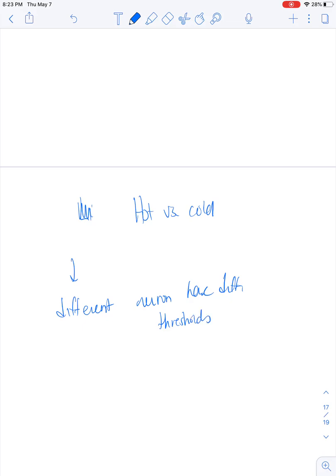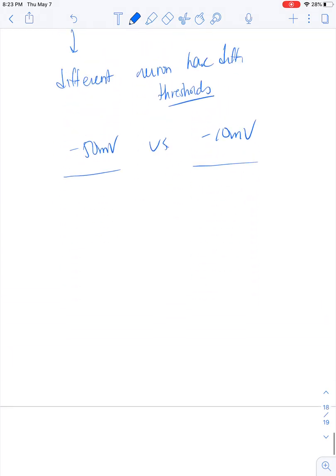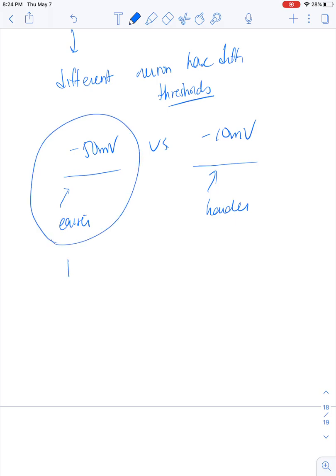How do you perceive hot versus cold? Different neurons have different thresholds. If you have a threshold at -50 millivolts versus a threshold at -10 millivolts, where would it be harder to feel something? It's easier to get to -50 and harder to get to -10. Light touch is like that: it's easy to feel light touch, but you need more pressure to feel pain. So the threshold for pain is harder to reach than the threshold for light touch.